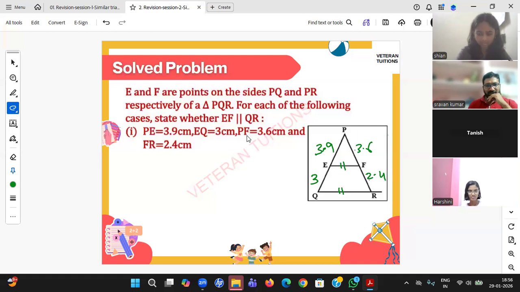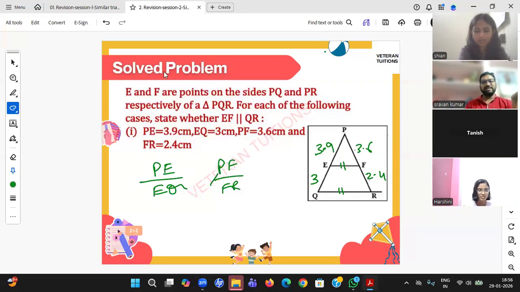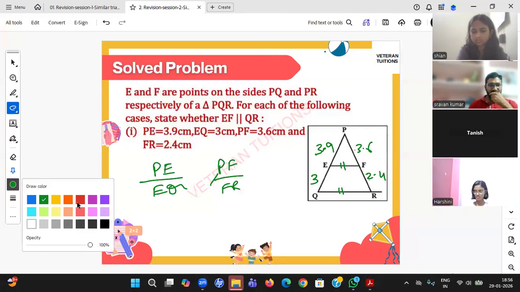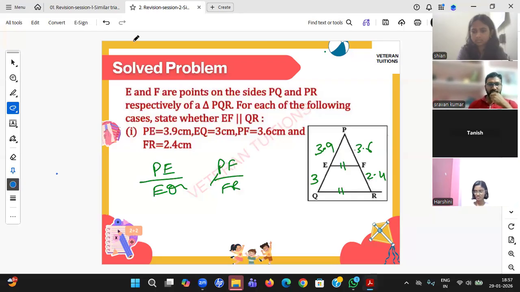Narendran, right answer. Megha, right answer. Check, student, you all know you just need to find PE by EQ and PF by FR. If both answers are same, then you can say they are parallel. If both answers are not same, yes, very good, Shayan. Very good, Ankita. Harshini, right answer. Tanish?